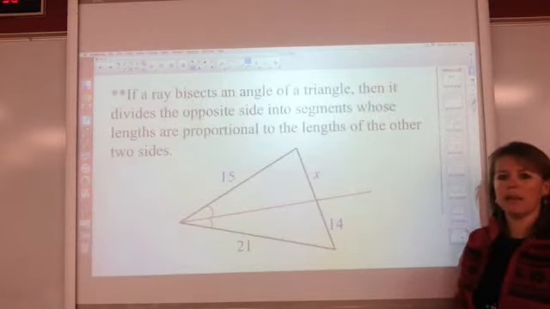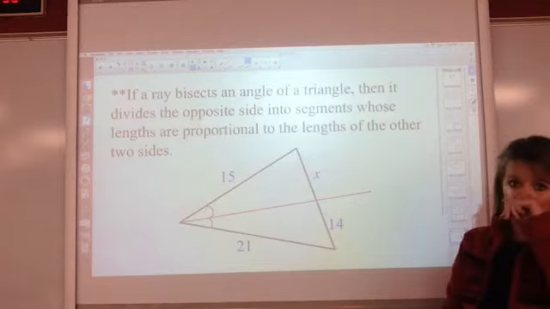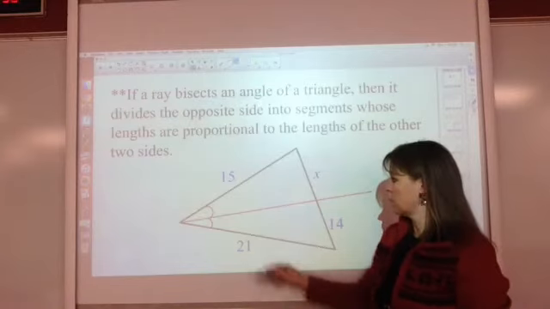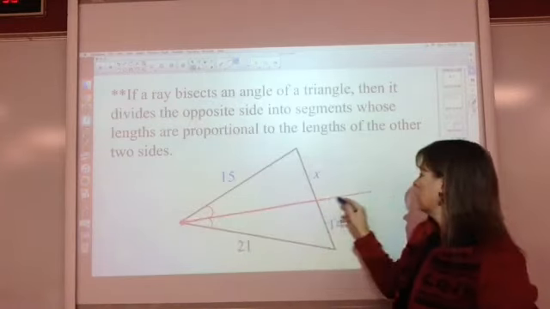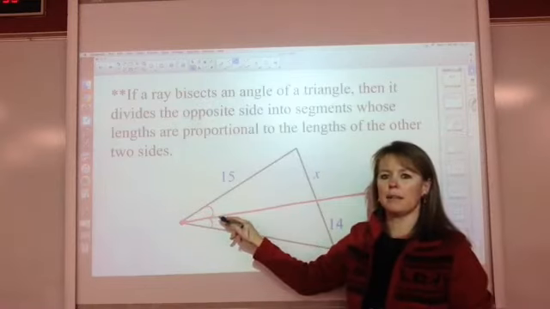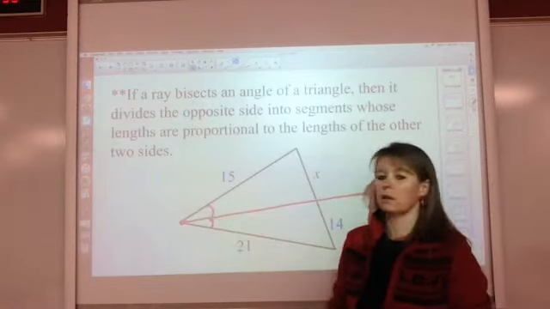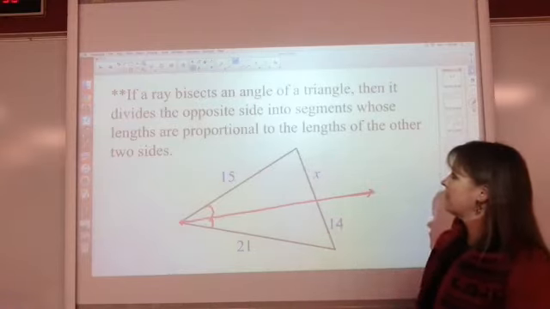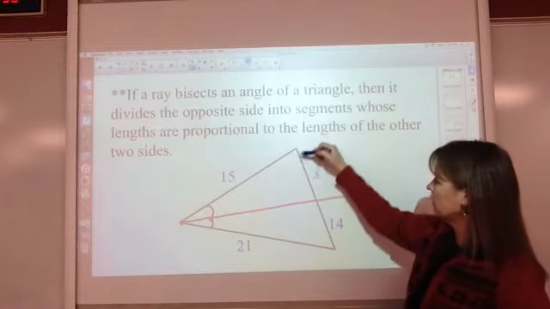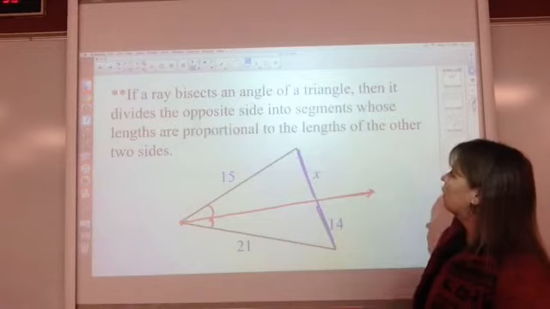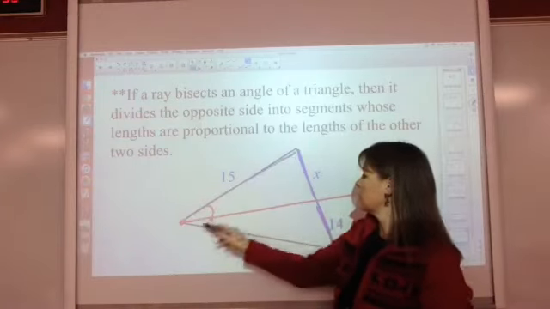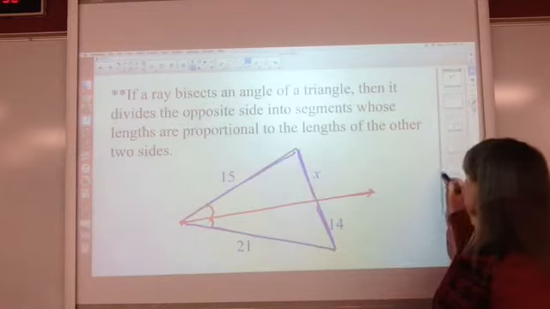Last up, it's definitely related to triangles and still has proportions, but it's a different setup. As you can see, there's no parallel line here. If a ray, we're going to use a ray because it's going to start here and go on to infinity, bisects an angle, cuts it in half, these are exactly congruent, of a triangle, it's got to be on a triangle, then it divides the opposite side, way over here, into segments whose lengths are proportional to the lengths of the other two sides. So they're going to be proportional to these two sides. Let's make a proportion out of that.